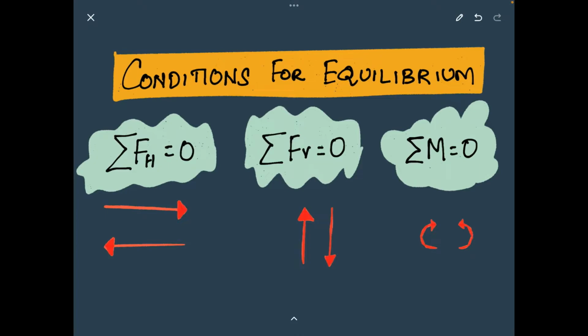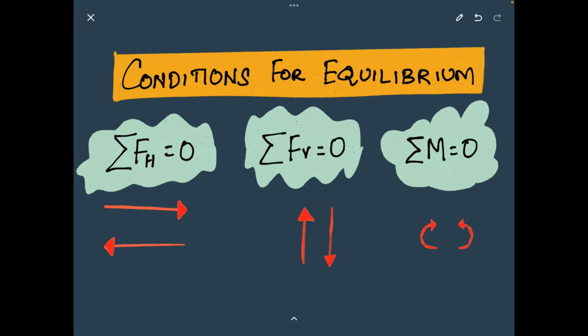The net horizontal force summation of Fh must be equal to 0, the net vertical force summation of Fv must be equal to 0, and also the summation of all the moments acting on the body must be equal to 0. Now if you're wondering, moment is a twisting effect caused by two forces which are not in line with each other. We will learn about this in coming lectures.